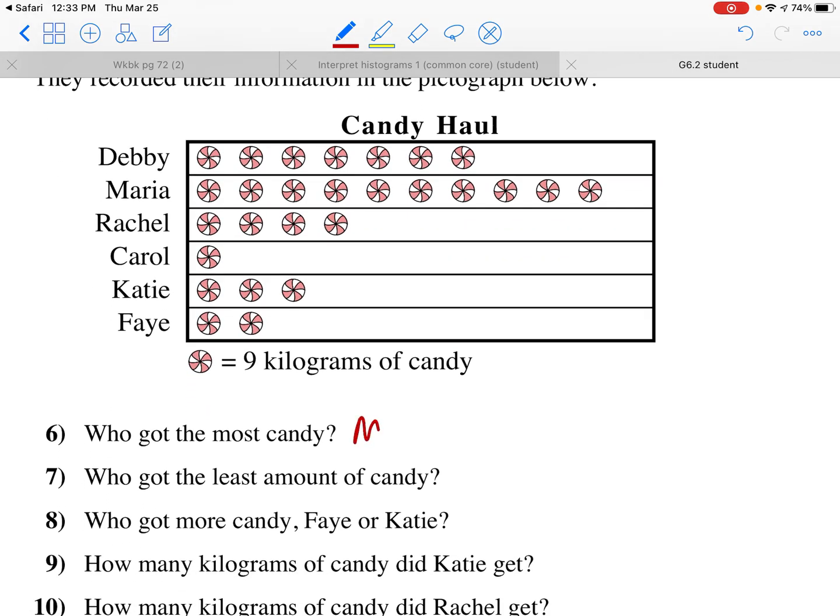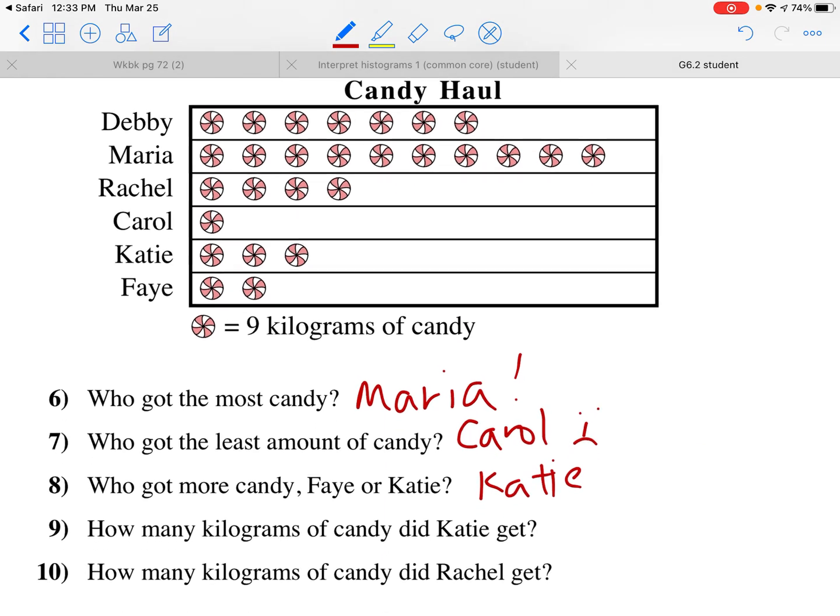Who got the most candy? Maria did. Exclamation. Who got the least amount of candy? Oh, Carol. Frowny face. Who got more candy, Faye or Katie? Yeah, it was Katie. Whoa. 9 kilograms? Maria cleaned house.